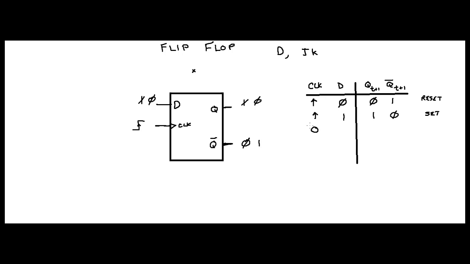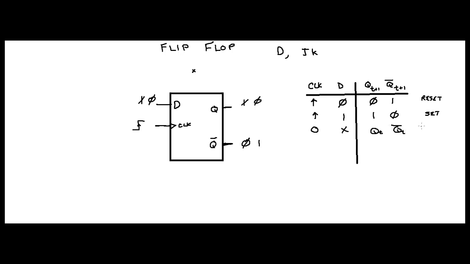Now, if you don't have an edge, it doesn't matter what D is, because the output is going to stay what it was. And instead of Q at T plus 1, it's just going to stay at Q of T, and this will be Q bar of T.